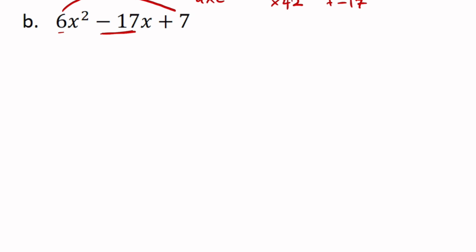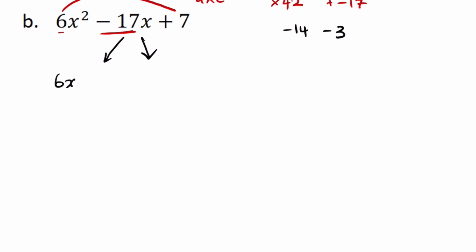So you kind of have to think about what those two numbers might be. They will be, in fact, negative 14 and negative 3. So the first thing I know is that both of these need to be negative because that's the only way to get a negative in the middle, but a plus at the end, because two negatives multiply to give me a positive.